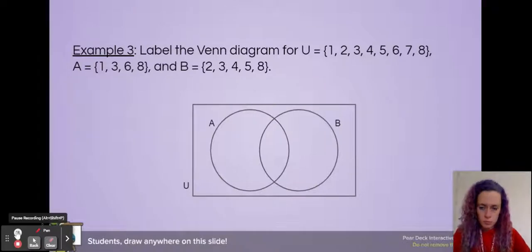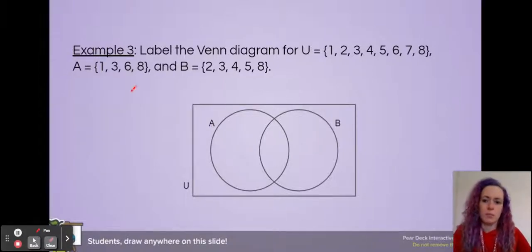Example 3, we're being asked to label the Venn diagram for the same universal set. We have set A is 1, 3, 6, and 8, and set B is 2, 3, 4, 5, and 8. So what I'll usually do when figuring these out, so I don't have to do a lot of erasing, is I'll look for what's common in both and start with that, start with my intersection piece. So both sets A and B have a 3, and they both have an 8. So 3 and 8 will go right in the center.